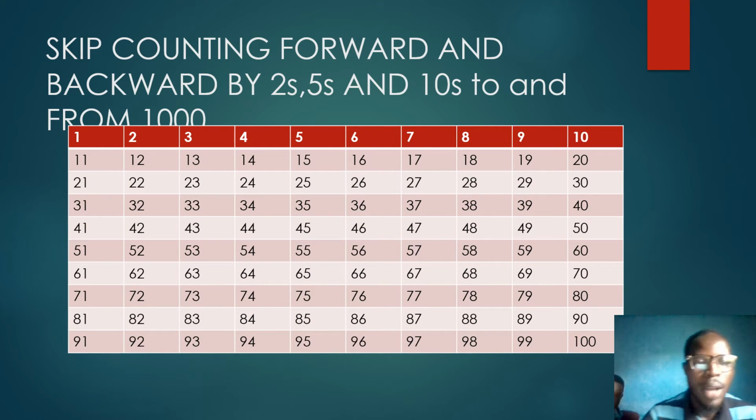So we have some charts here. The chart is from 1 up to 100. When we were in class 1, in People's Book 1, we learned about counting up to 100. So we are going to use this chart below to revise our counting from 1 to 100.